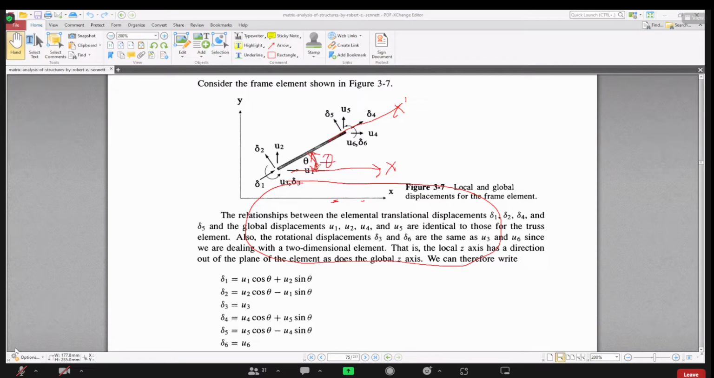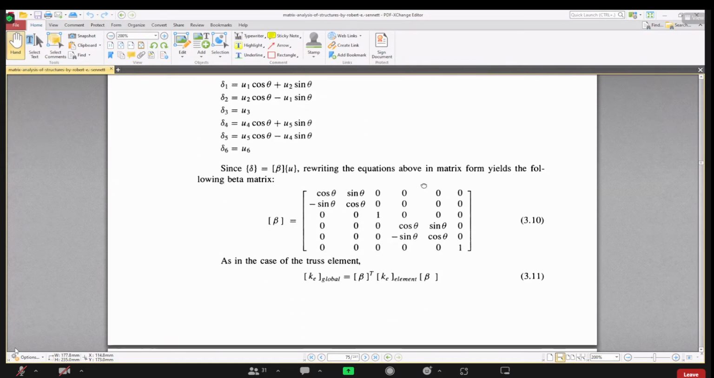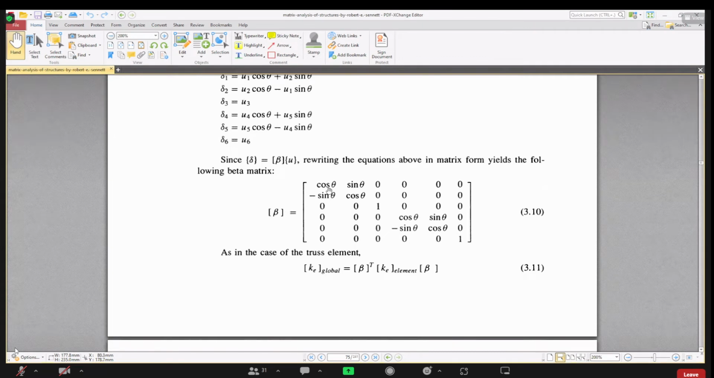It is positive when measured counterclockwise. I hope I made it clear. Again, theta is the angle from the global axis to the elemental x-axis, measured counterclockwise. Take note, your beta matrix is dependent on your theta.